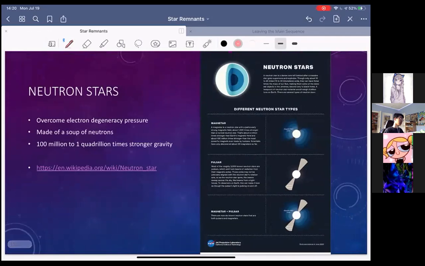So a neutron star is what happens once you overcome electron degeneracy pressure. And as I was saying, if you had those atoms from before, that's your core, and you have your protons and electrons and everything. When you overcome the electron degeneracy pressure, that's when your shells begin to overlap with each other, like that.